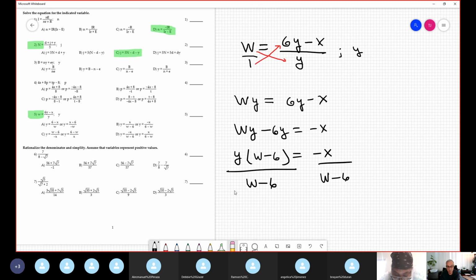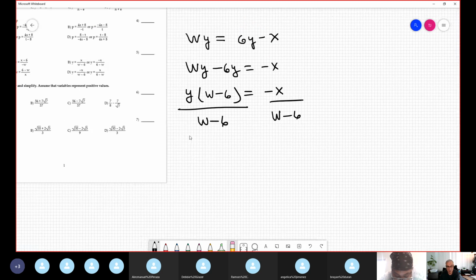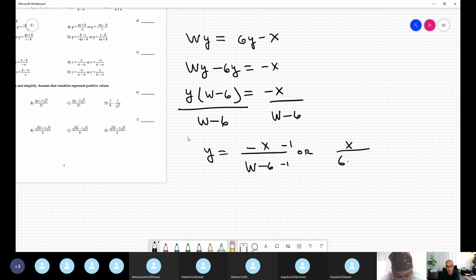And the answer is, there are several possibilities to express the answer. Minus x over w minus 6, or, with the same idea of multiplication by -1 on top and bottom, this is x over, and you change it to 6 minus w, something like that. It's the option D, I guess so.